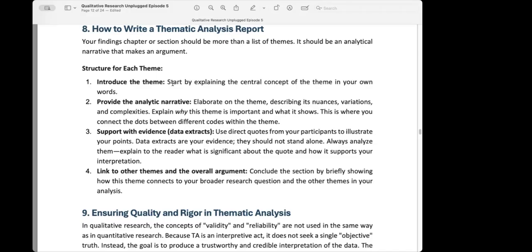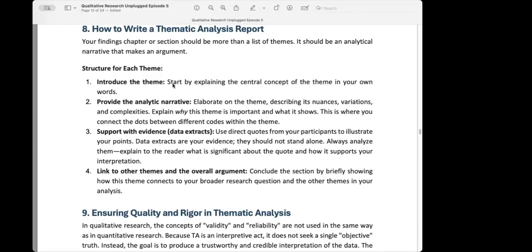2. Provide the analytic narrative. This is where you elaborate on the theme. You need to describe its nuances, its variations, perhaps its complexities as seen in the data. This is the heart of your interpretation. Here you need to connect the dots between the different codes or repeating ideas that form this theme, explaining why this theme is important, what it reveals about your research question, and how it contributes to your overall argument. This isn't just describing what the data says, it's explaining the underlying meaning, the patterns, and the significance. You're building your case, laying out your interpretation supported by logical reasoning and connection to the data. So unpack the theme and explain its meaning.